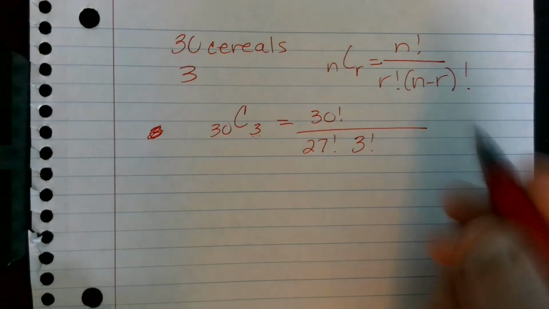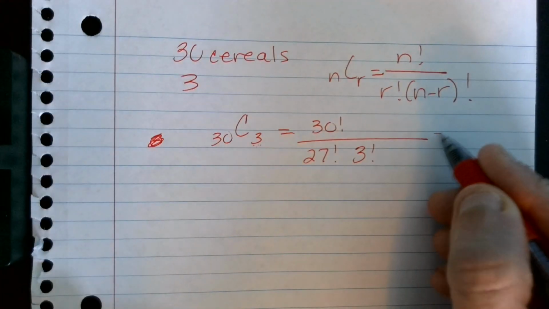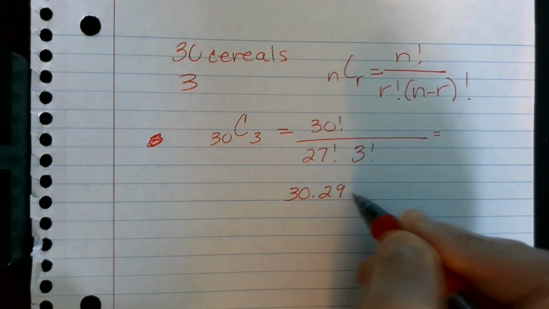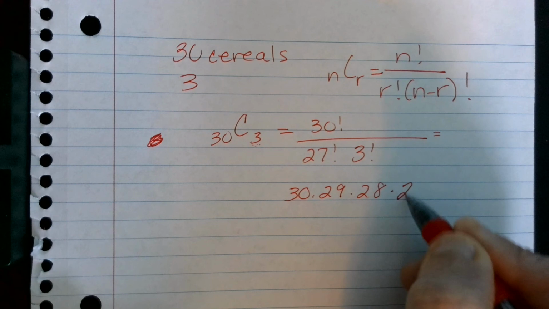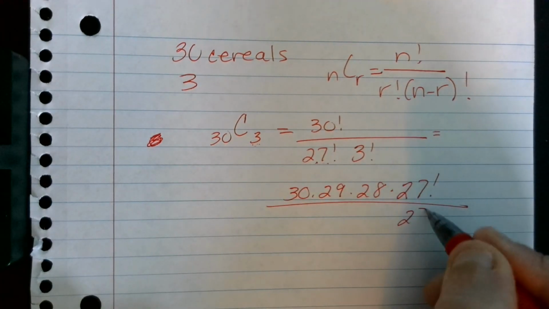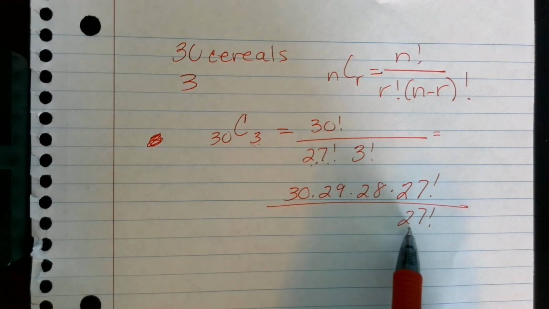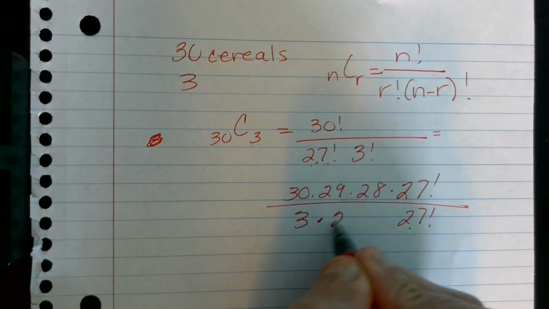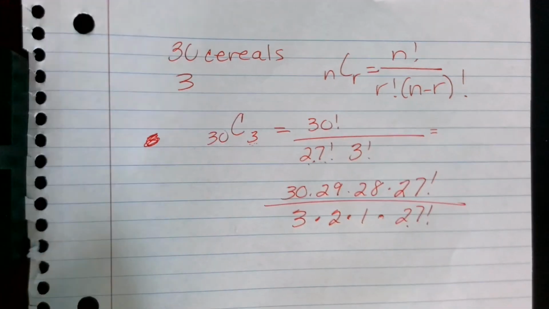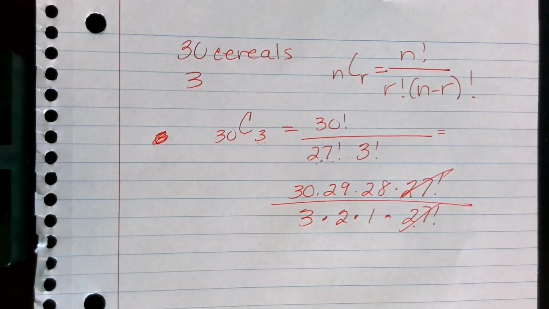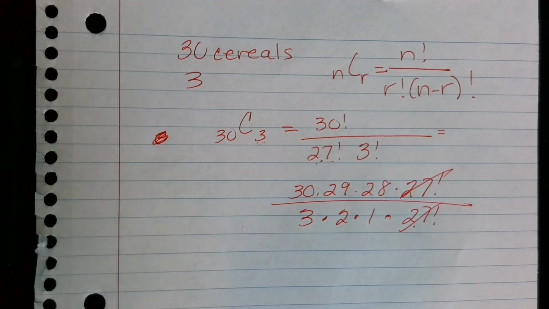Okay. So I'm still going to take that top number, though. I'm going to leave that and do the 30 times 29 times 28 times 27 factorial, because that's my big number. I'm going to rewrite it down here. But you can't forget the 3 factorial. I'm going to write that one out. 3 times 2 times 1. Okay, so these are gone. Praise God. And now I got to simplify.